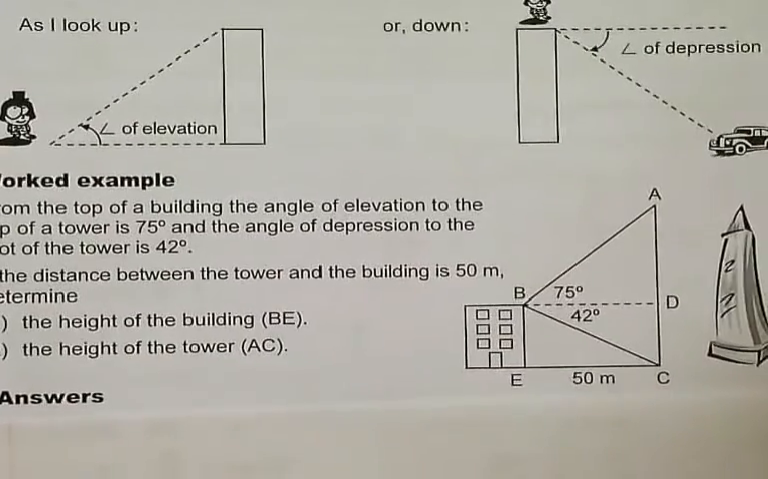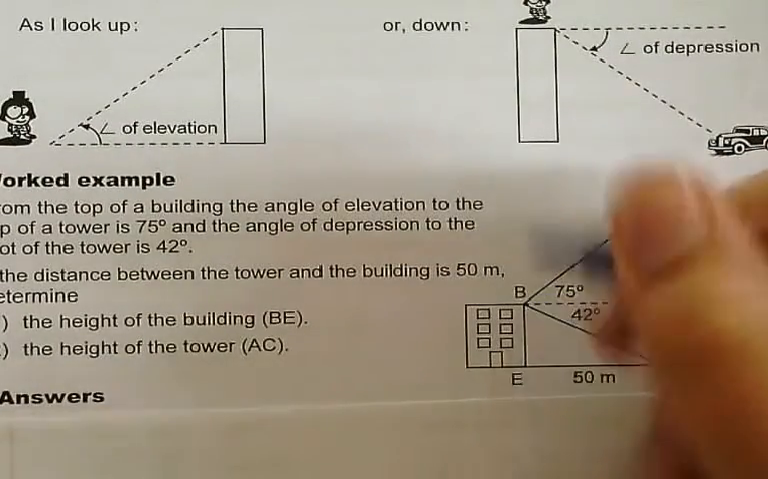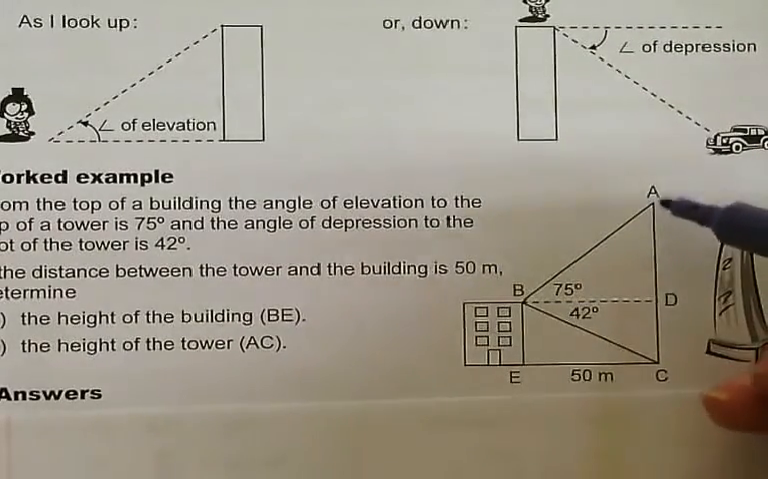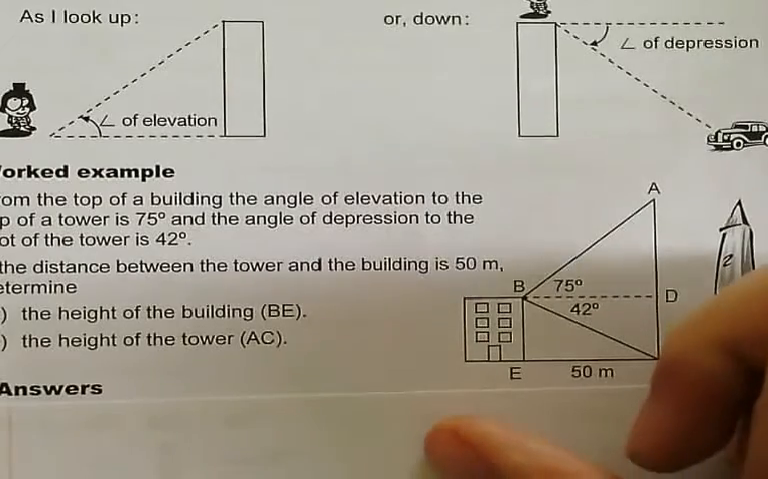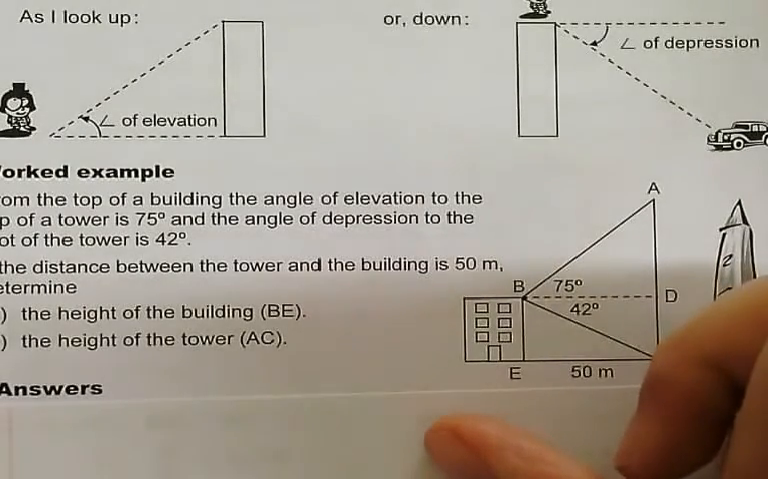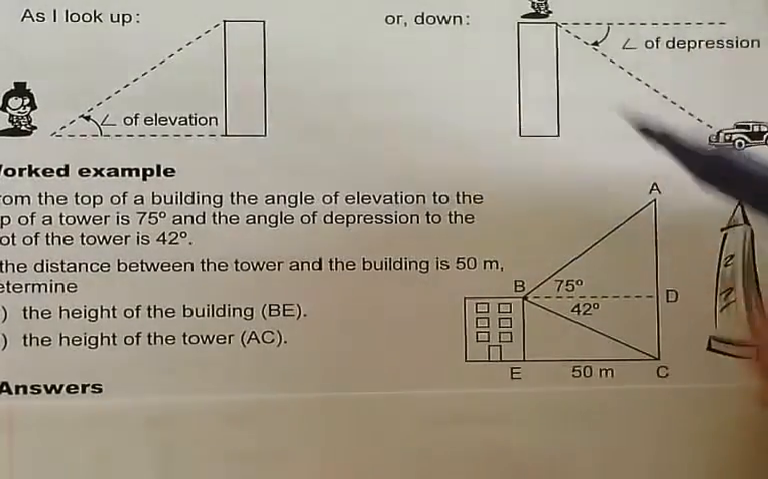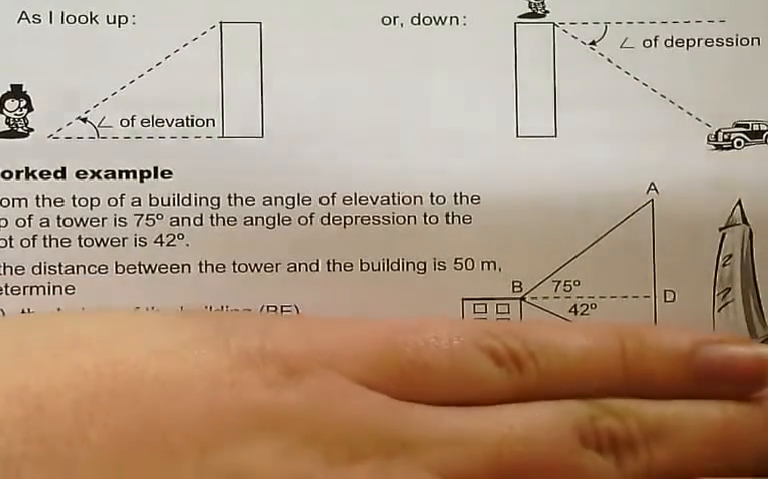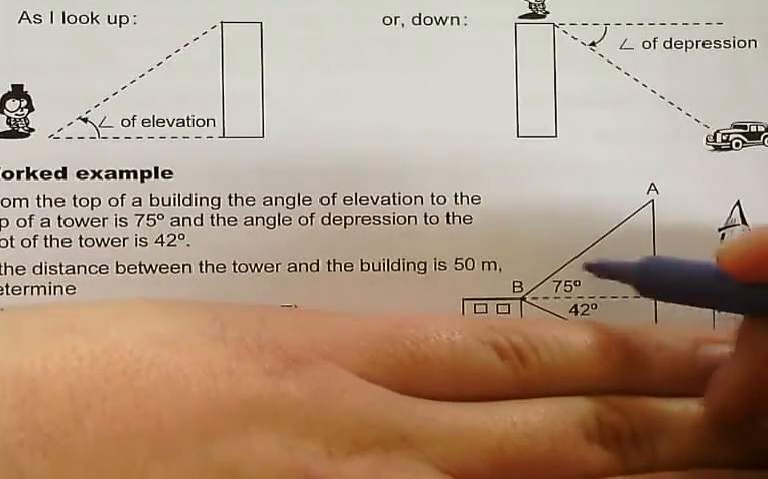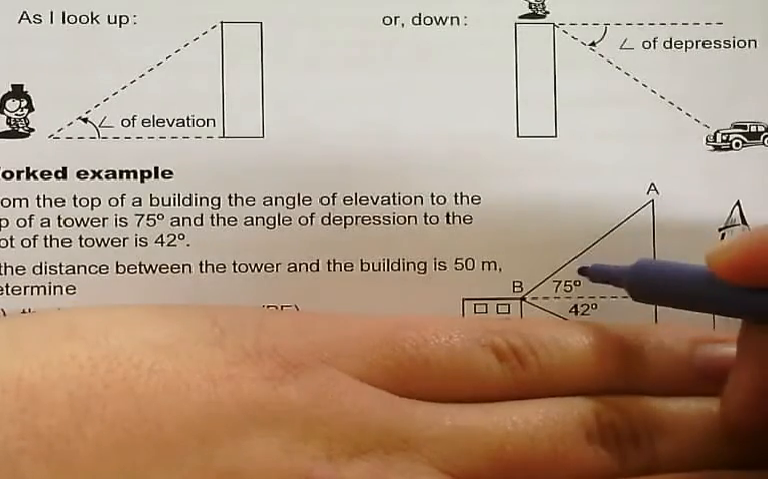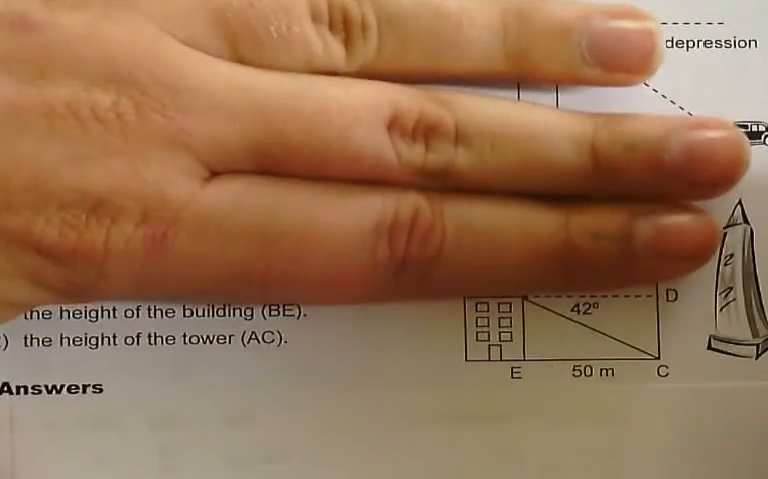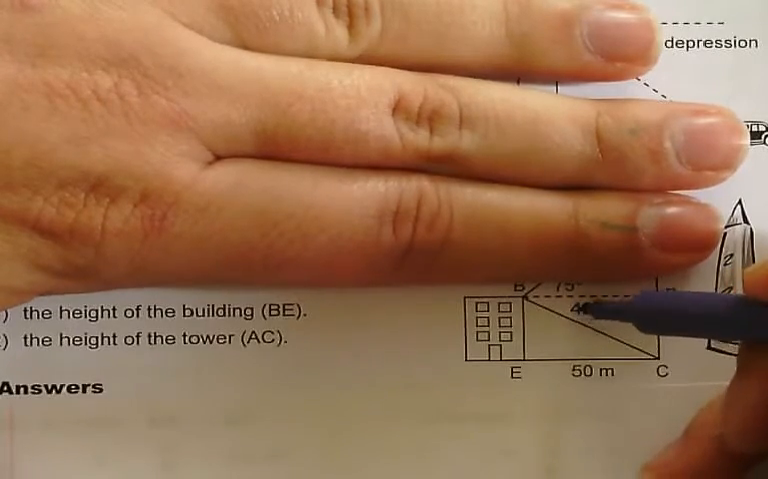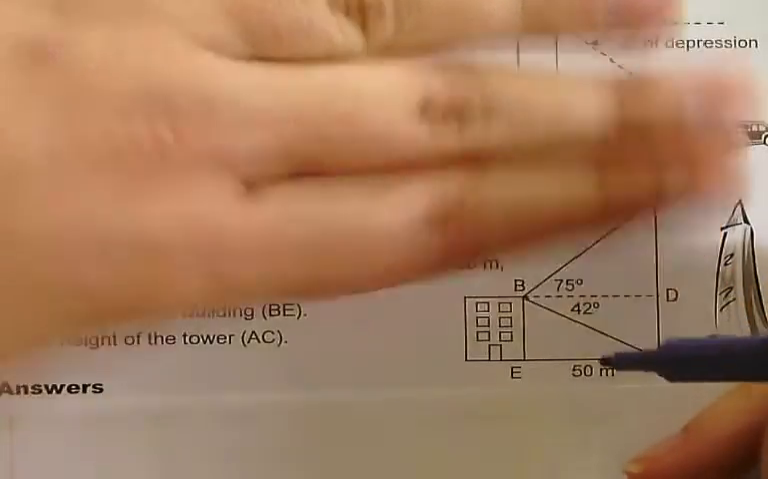So visually, this is what we get. This is the top of my building here at B. Top of my tower, we have named it A, because sometimes it's easier to have the letters. So we can see, in line with, in this case it would be the bottom part, looking up, my angle of elevation is 75 degrees. And looking down, I have an angle of depression of 42 degrees.